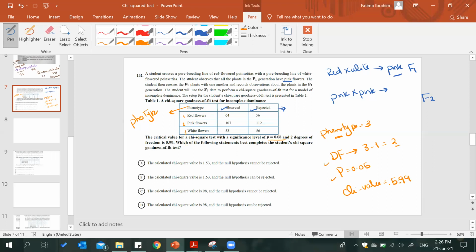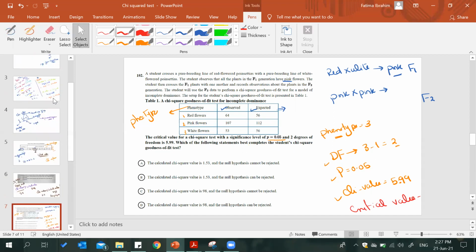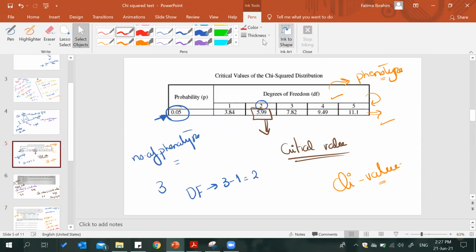So no need to use the formula. I already gave you the chi value. Which of the following statements best completes the student's chi-square goodness of fit? If you have the degree of freedom and the probability, to compare with the chi value, you still want to know the critical value. How can you know the critical value? By going back to the table. This is the table. Okay, let's clear everything here first.